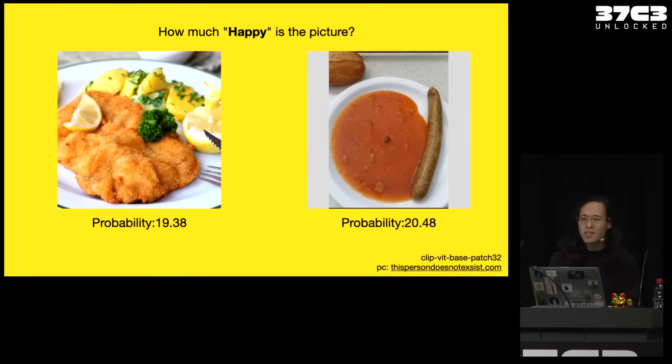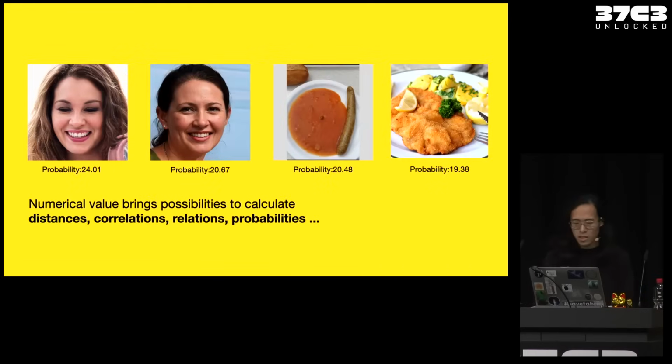But what does it actually mean? What does this score mean? Now we have a model where we input a keyword and then an image, but we ended up having a number. And this number brings the possibility that we could calculate distances, correlations, relations, and probability. And this became the backbone of all the image generation models, and it's creepy.